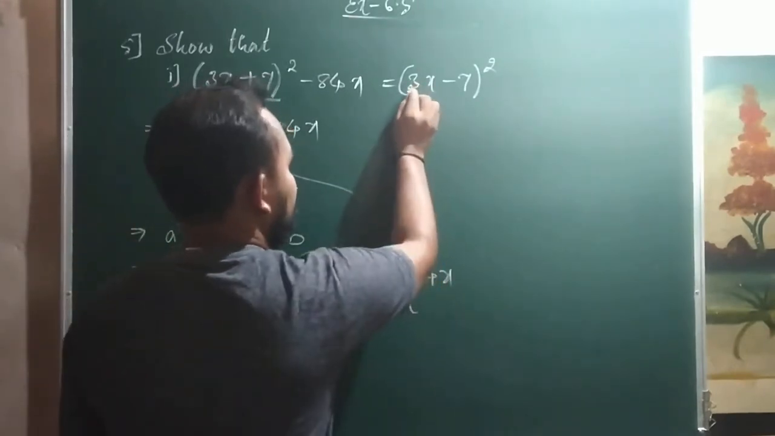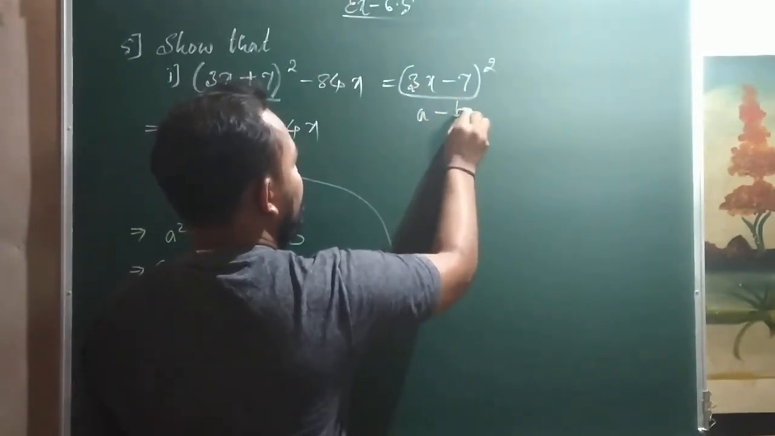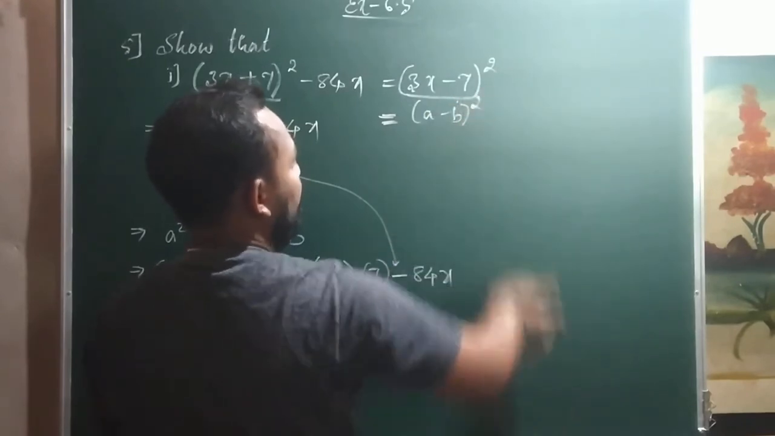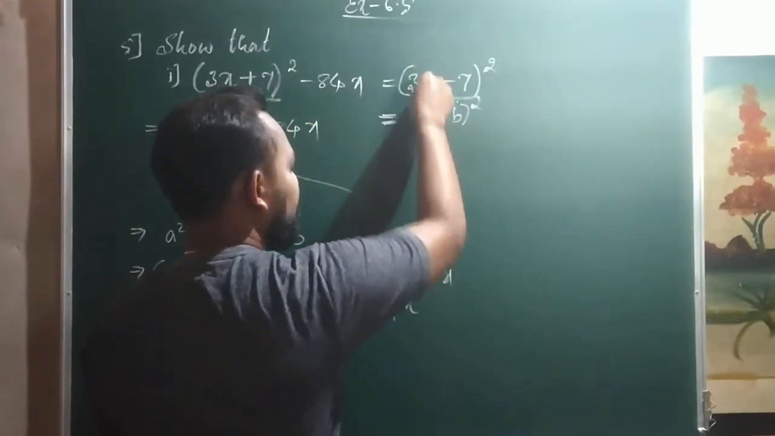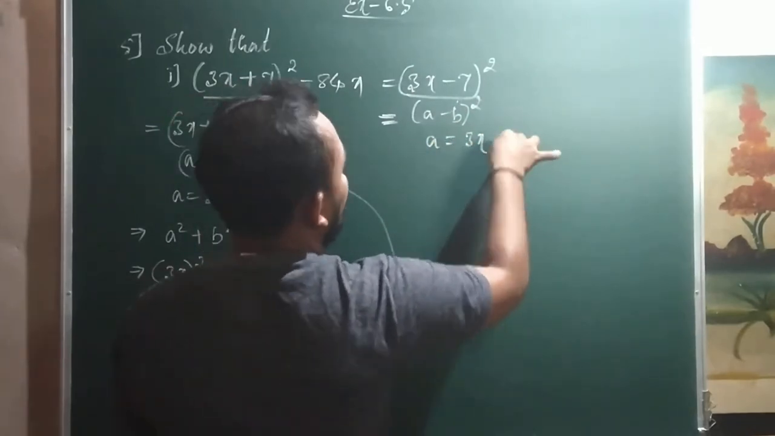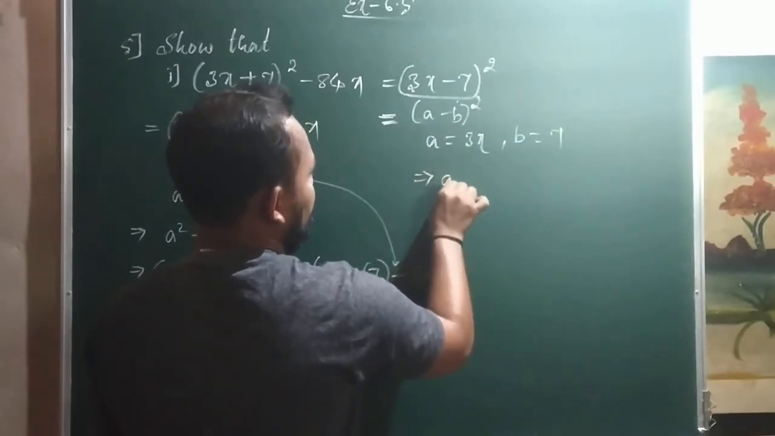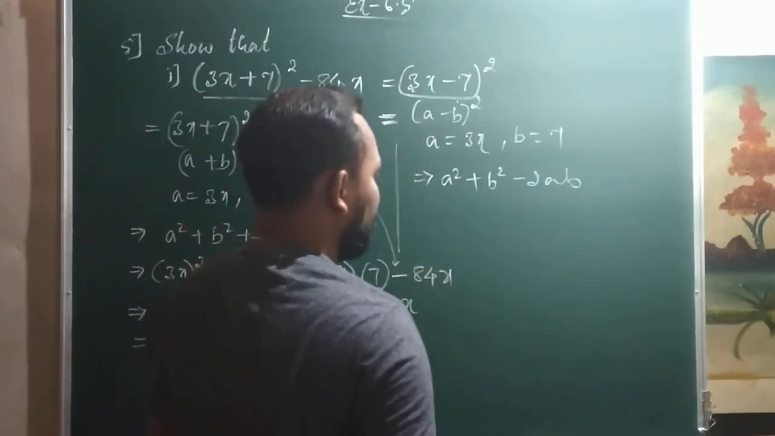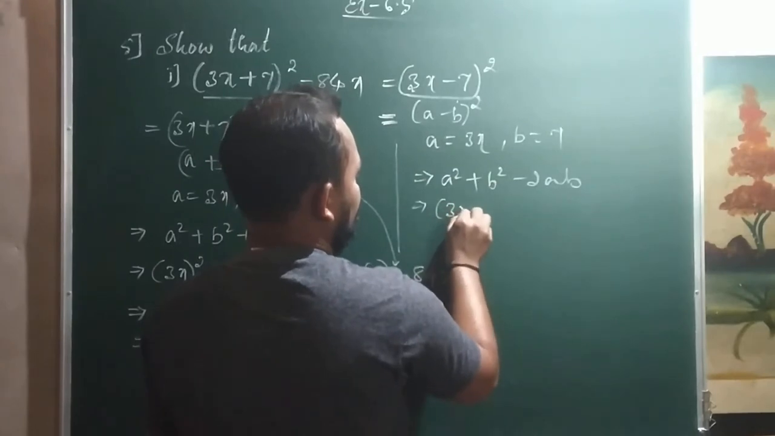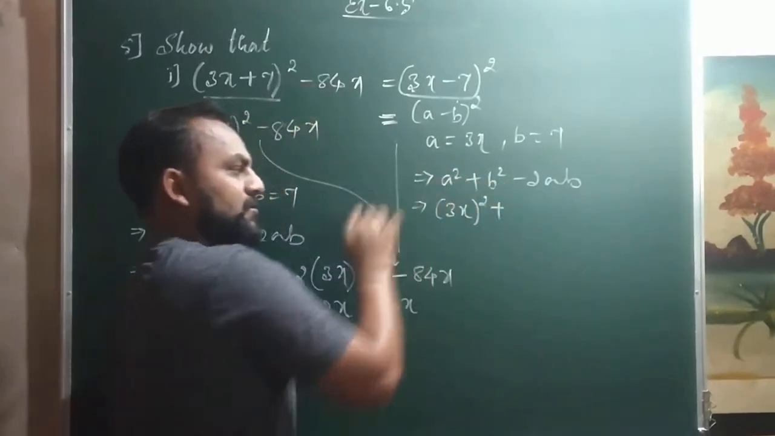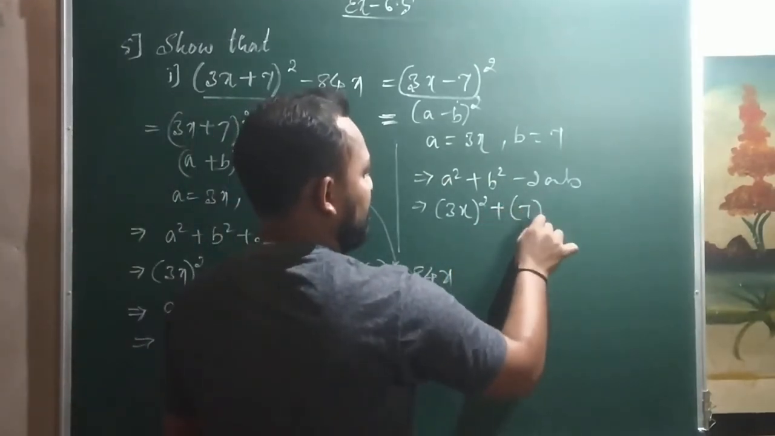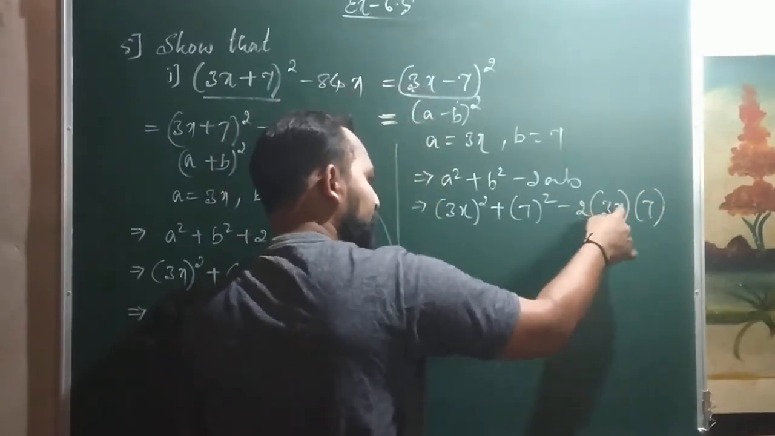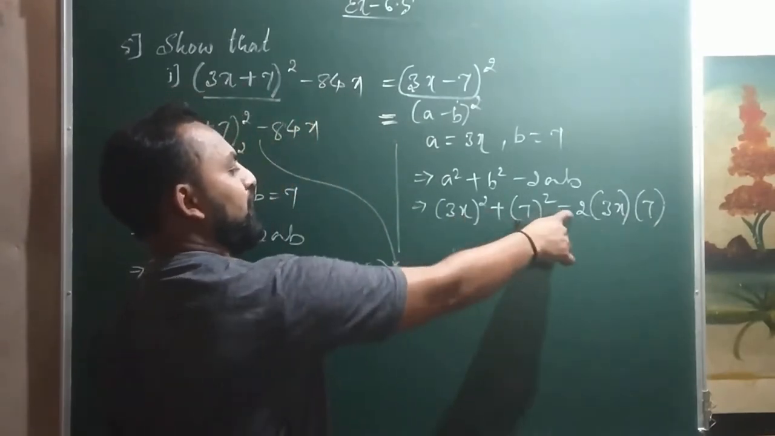Then solve the RHS. Here this is in the form of (a − b)². A is equal to 3x and b is equal to 7. Here a² + b² − 2ab. Here (3x)² plus b², 7², minus 2 into 3x into 7.